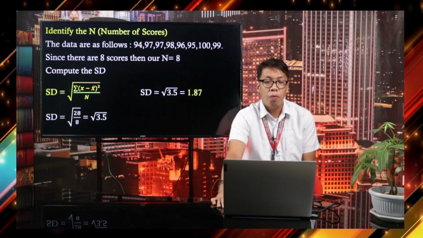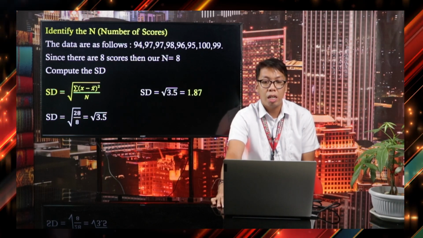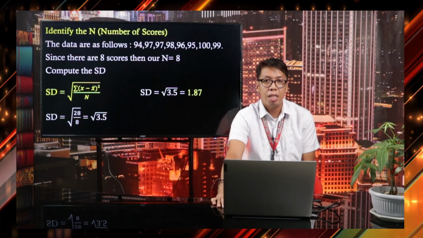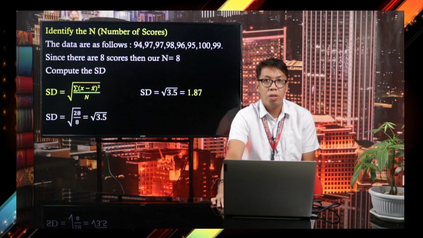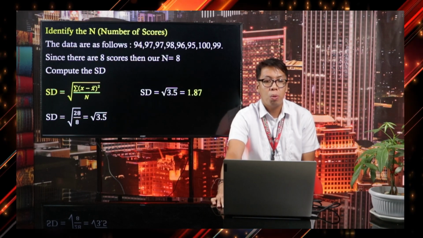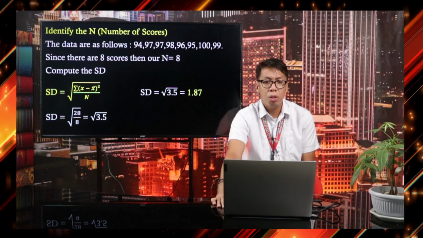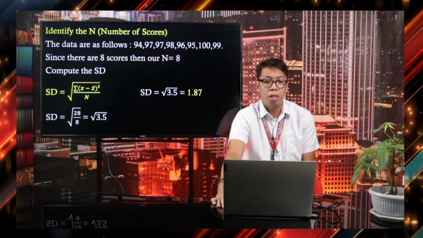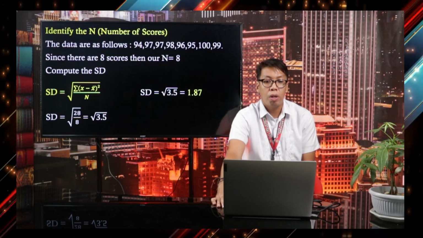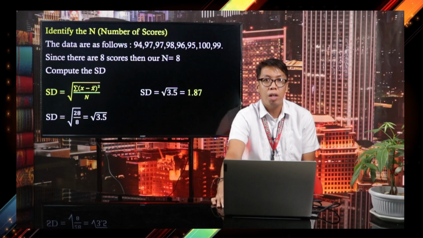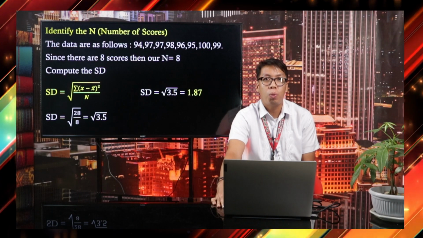Now, identify the n, or the number of scores. The data are as follows: 94, 97, 97, 98, 96, 95, 100, 99. Since there are 8 scores, our n is equal to 8. Now, let us use the formula of standard deviation. The square root of 28 all over 8 is equal to 3.5. Then, get the square root of 3.5, that is 1.87. Our SD now is 1.87.